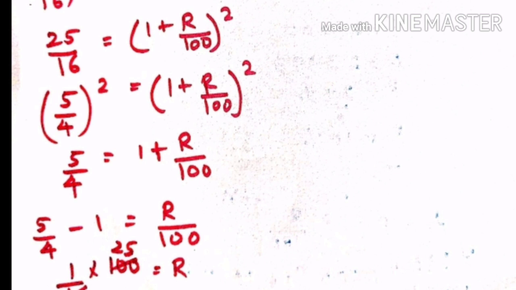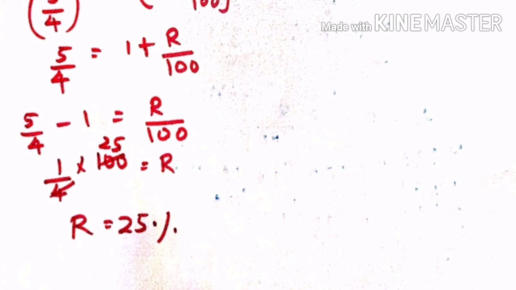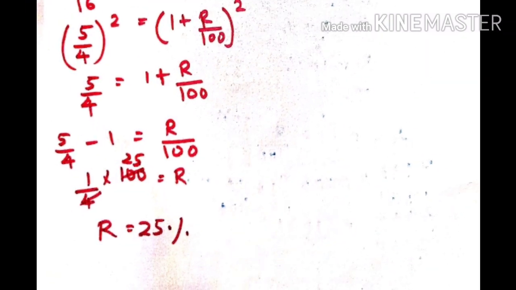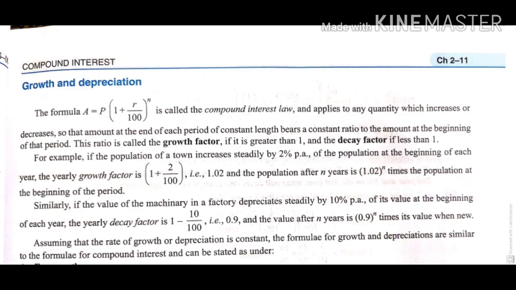You can see the calculation, students, and then I cancel it with 4. 4 25s are 100. So here we get our answer as 25%. So here the answer R is equal to 25%, which they ask for. The rate of interest per annum is 25%. Okay, so you can see here the full solution.